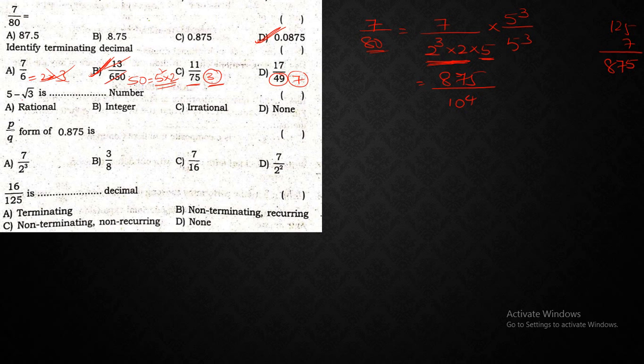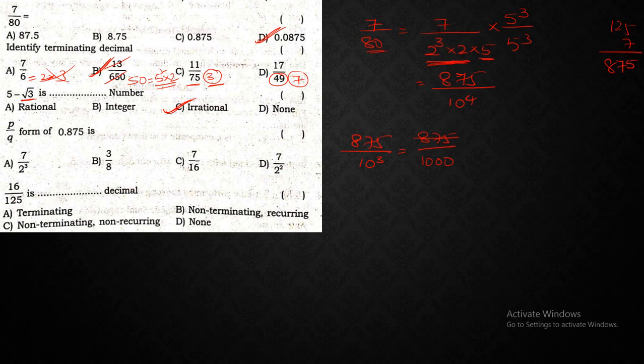So 5 minus root 3. Root 3 is already irrational. So when you add a rational number to an irrational number, then it will be an irrational number. So what is the p by q form of 0.875? 0.875 means I can write it as 875 by 10 cube. 10 cube is nothing but 1000. So in the 25 table, can I cancel it? If I cancel it in the 25 table, what am I going to get? So this is 1000, this is 875. What am I going to get?